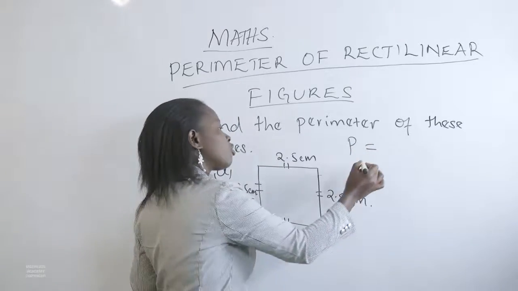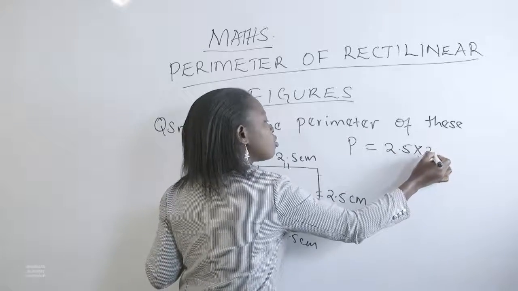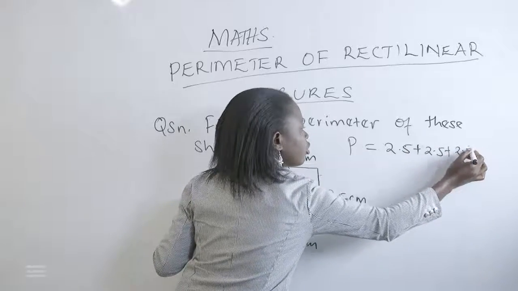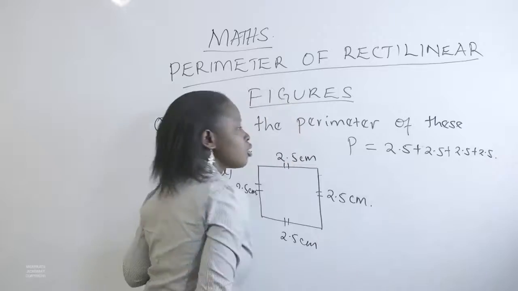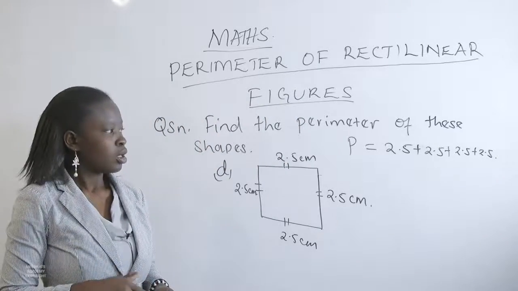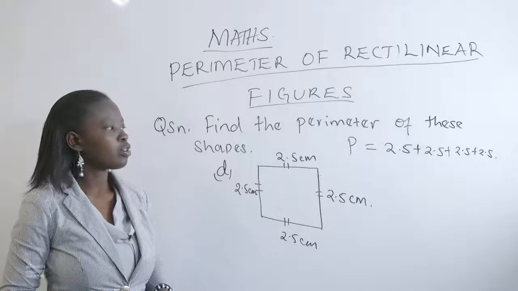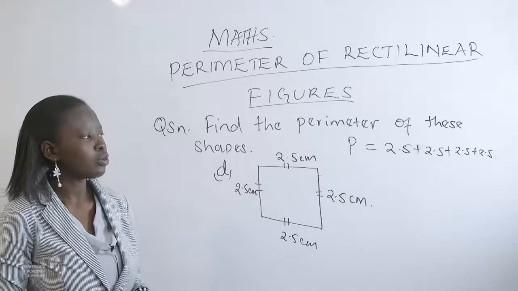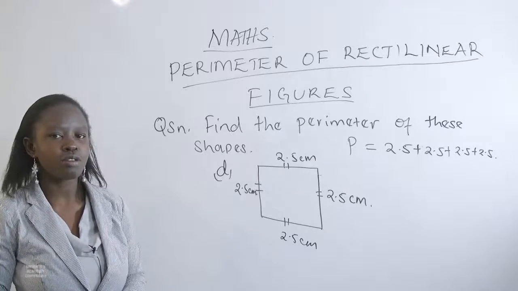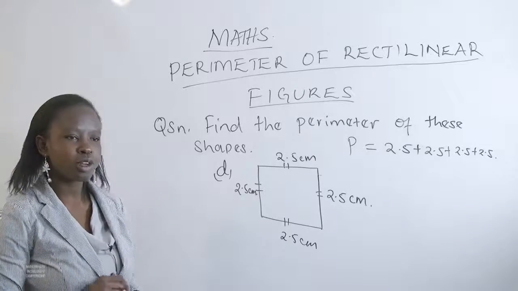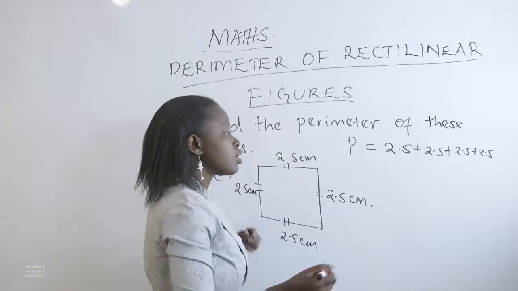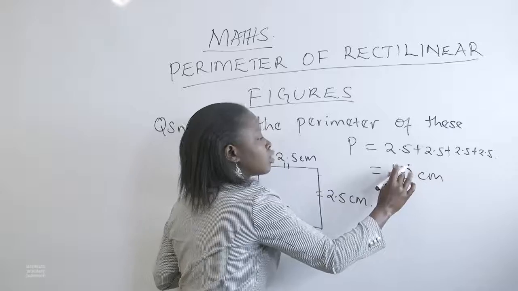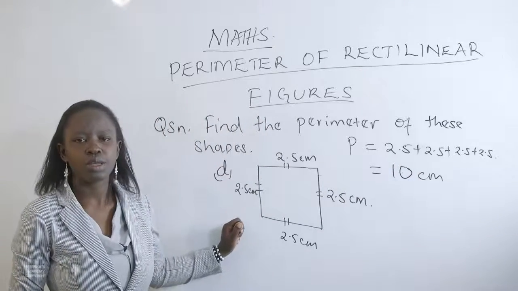Then we are finding the perimeter, the distance around the outside of the shape, which will give us 2.5 plus 2.5 plus 2.5 plus 2.5. So we are adding the 2.5 repeatedly four times. That means we have 2.5 plus 2.5 gives us 5. 5 plus 2.5 will give us 7.5. Then we have 7.5 plus 2.5, which will give us 10. That is one of the options that we can use.